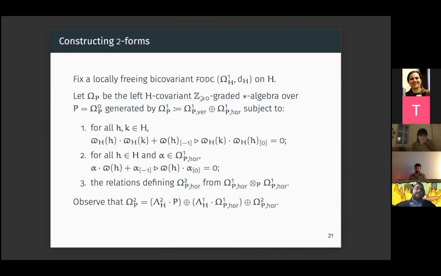We can now piece together a total algebra of differential forms in the total space through degree 2. In degree 0 we have P, in degree 1 we have our usual 1 forms, vertical forms direct sum horizontal forms. And then we can generate degree 2 as follows.